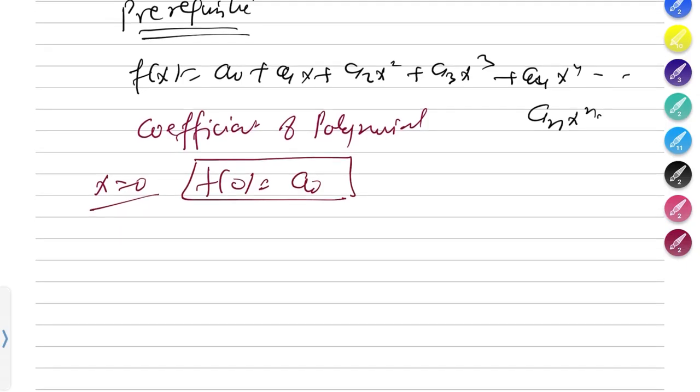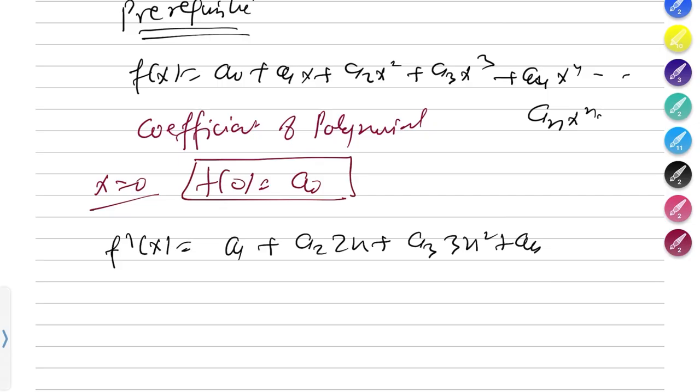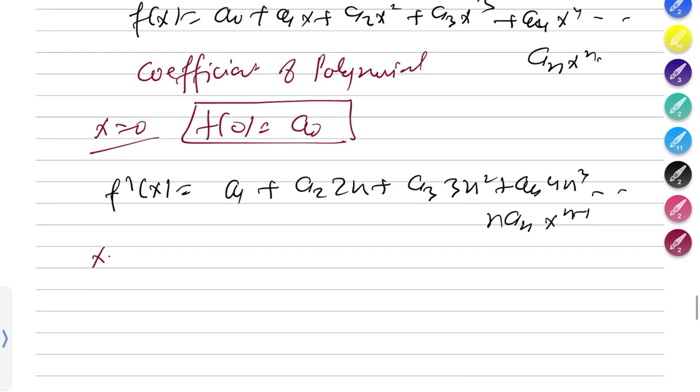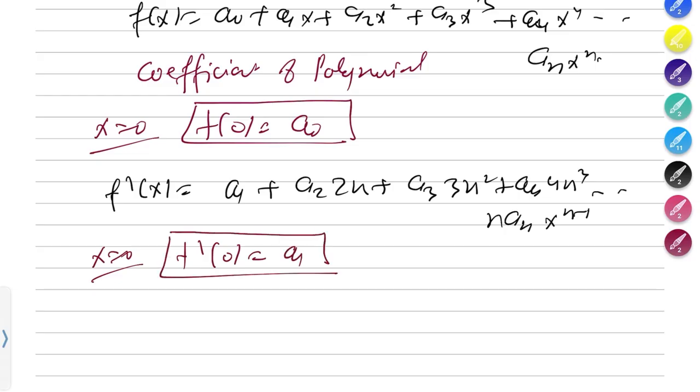Again, if you have to find a1, I will have to differentiate this. f dash x is a1 plus a2 2x plus a3 3x square plus a4 4x cube and so on, up to n x to the power n minus 1. Here again, if I substitute x equal to 0, I will get f dash 0 is equal to a1. So the coefficient a1 is nothing but f dash 0.